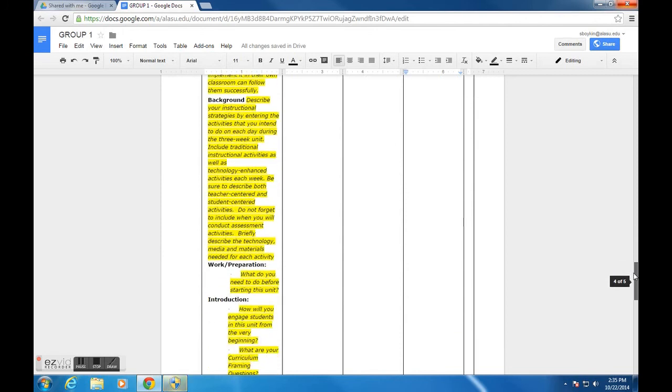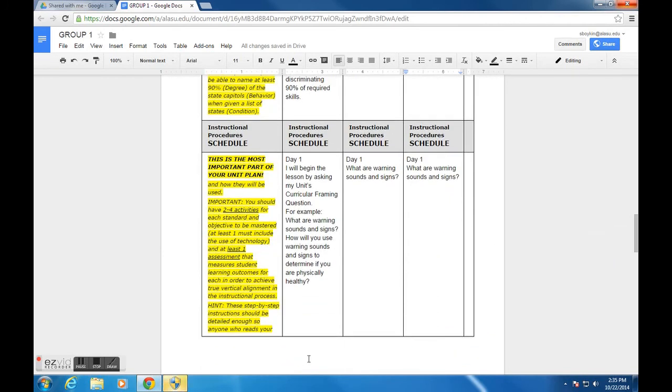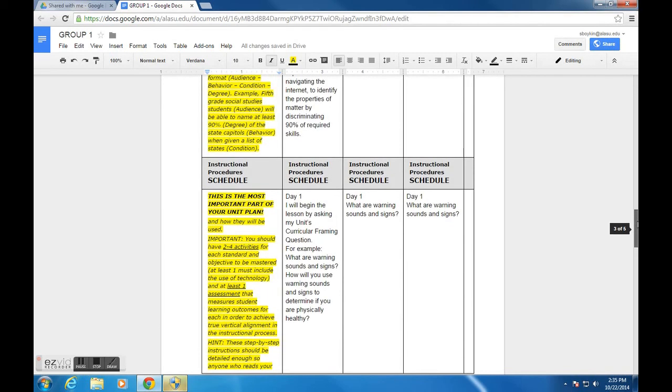Okay, so now notice, once you have your day 1 essential question, you're going to then fill in all of the instructional procedures for that day. Hint, this is a step-by-step process. So it should be very detailed enough so that anyone who reads your unit plan and wants to implement in their own classroom can follow your information successfully.